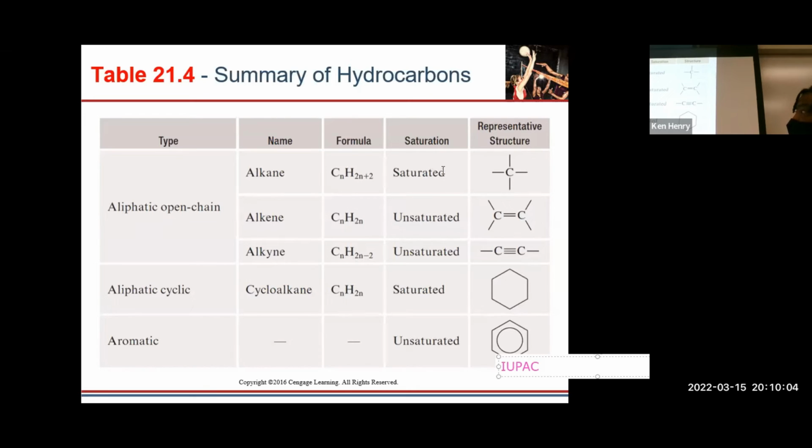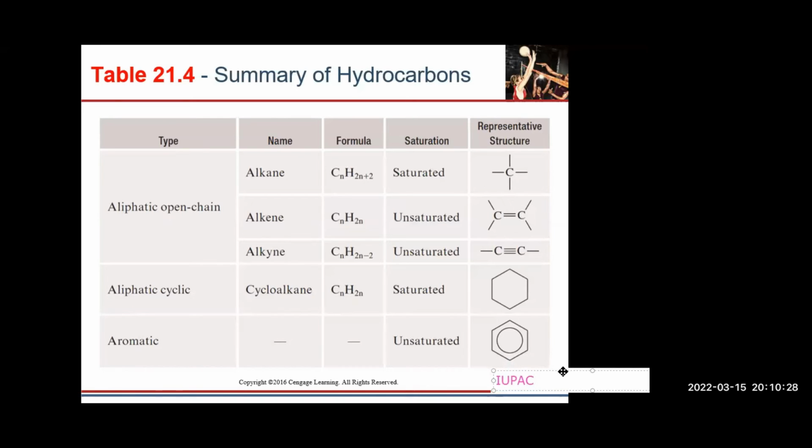These guys, alkanes, are going to be saturated. Alkenes and alkynes are unsaturated. Aliphatic cyclohexane chains, these guys are cycloalkanes. These guys are going to be unsaturated. And the aromatic ring is going to be unsaturated. Sorry, this is going to be saturated. This guy's going to be unsaturated.